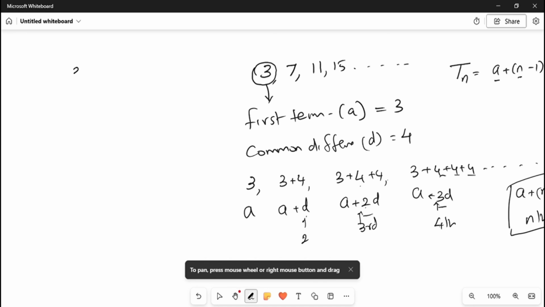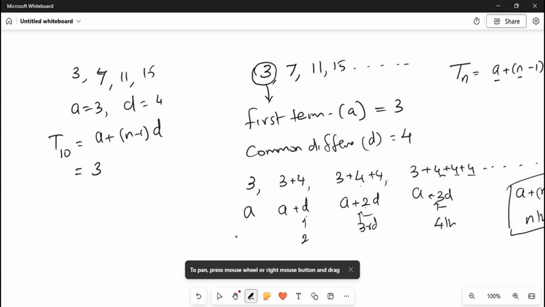3, 4, 7, 11, 15. So, here A is 3, D is 4. Which term do we want? We want the 10th term, T10. Tn equals A plus n minus 1 into D. A is 3. N is 10, the 10th term. So 10 minus 1 into D.